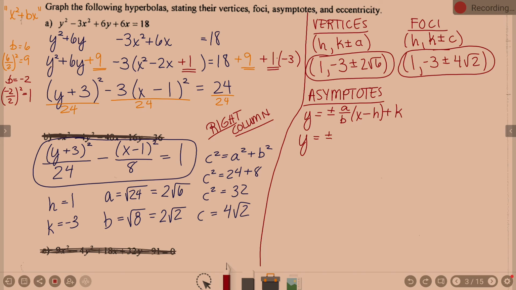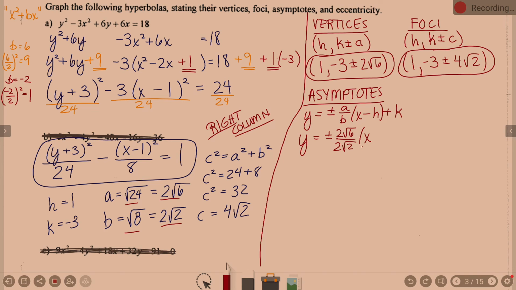Now, as I look at A over B, I guess it doesn't matter. You could, if you wanted to, it might be a little bit easier math to just say square root of 24 over square root of 8. But you're going to be able to reduce that the same as you're going to be able to reduce 2 square root of 6 over 2 square root of 2. So it's not going to matter what you do here. I'll go ahead and say 2 square root of 6 over 2 square root of 2. If you did the other one, that's fine.